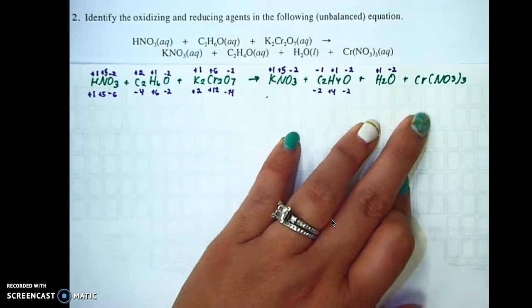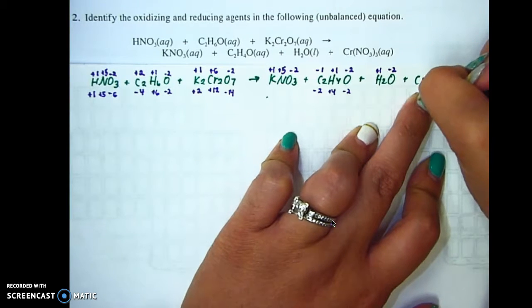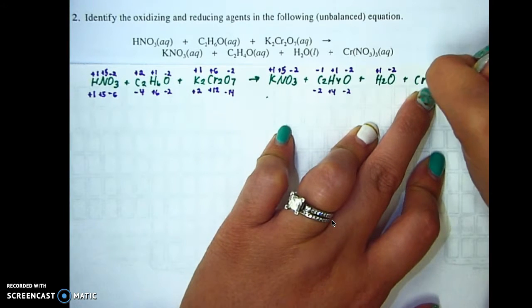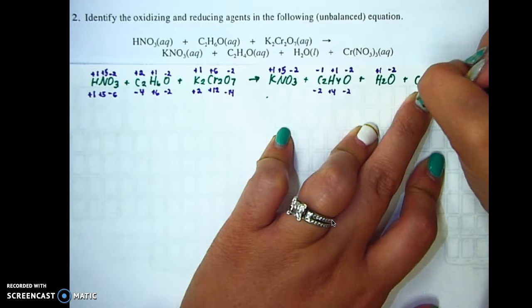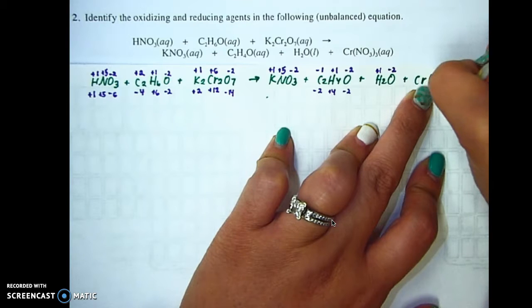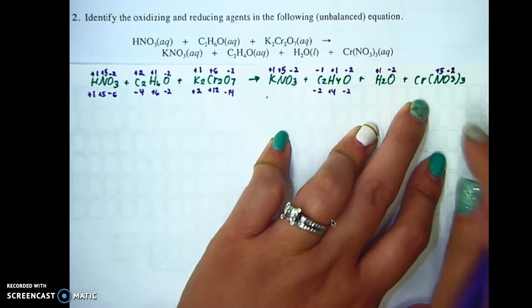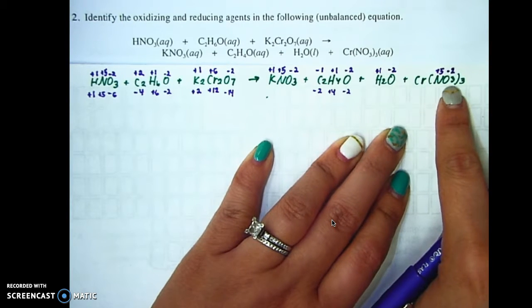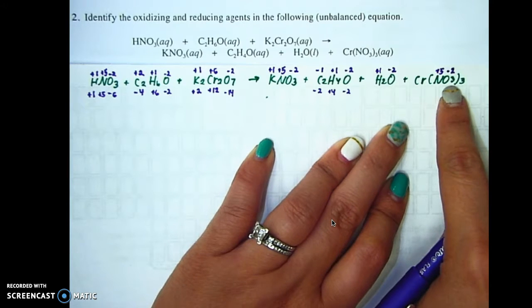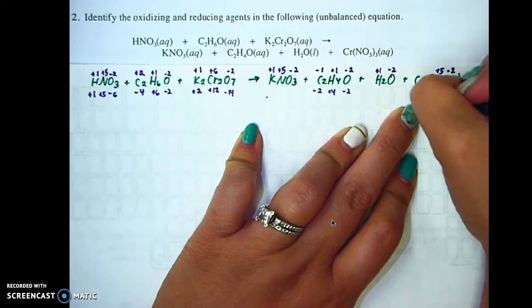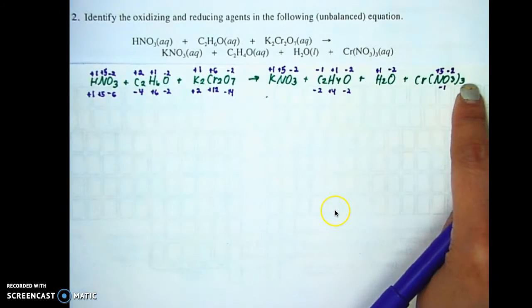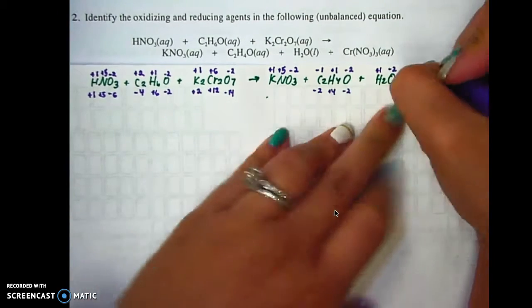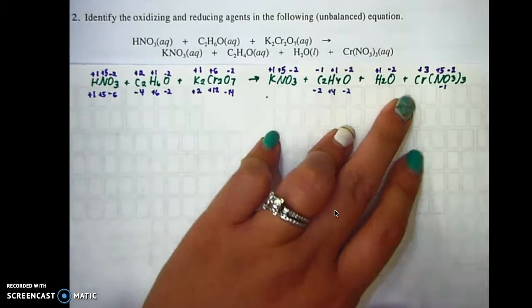And for the chromium nitrate, the nitrate we know has a -2 here. And we know the nitrogen here is going to be a +5 because we need to make the overall charge on the nitrate come out to a -6. Each nitrate we know has an overall charge of -1. There's 3 of them here, so that's going to be -3. So the chromium has to be +3 on this side.